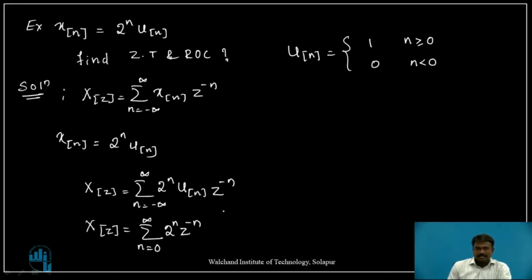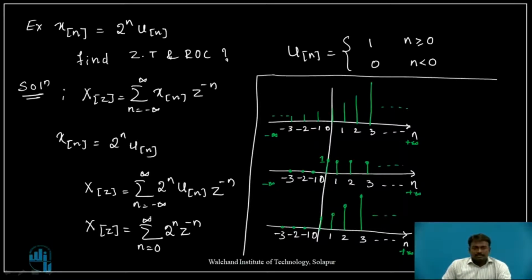Now, because of the unit step signal, the limits of the summation have changed from n equal to minus infinity to plus infinity into n equal to 0 to infinity, because the unit step signal exists only on the right side. So, to understand that part, let us consider a graphical representation of x of n here.